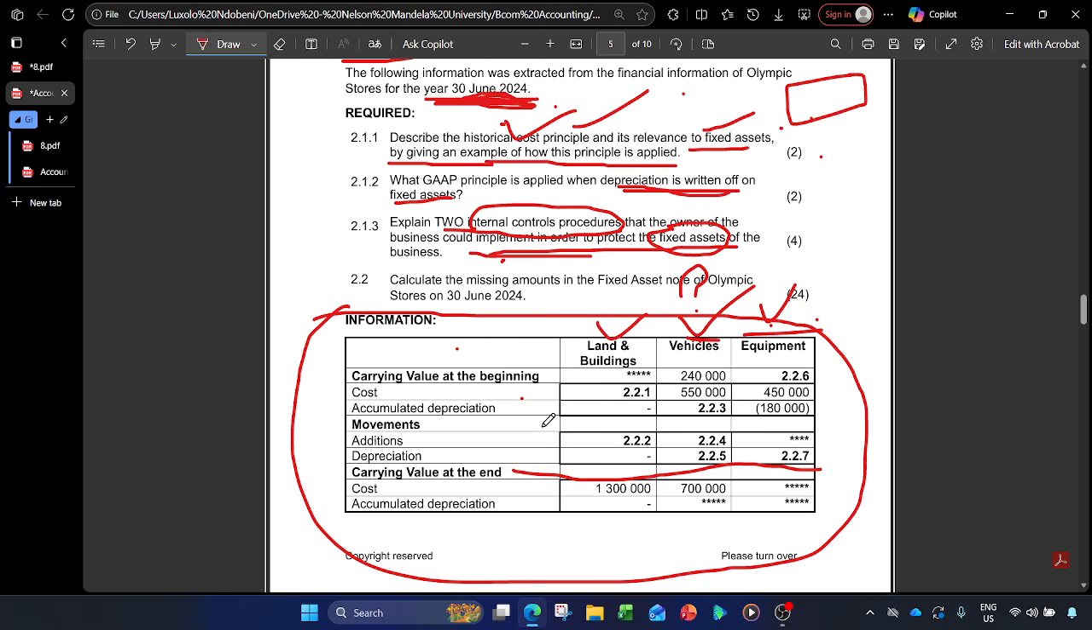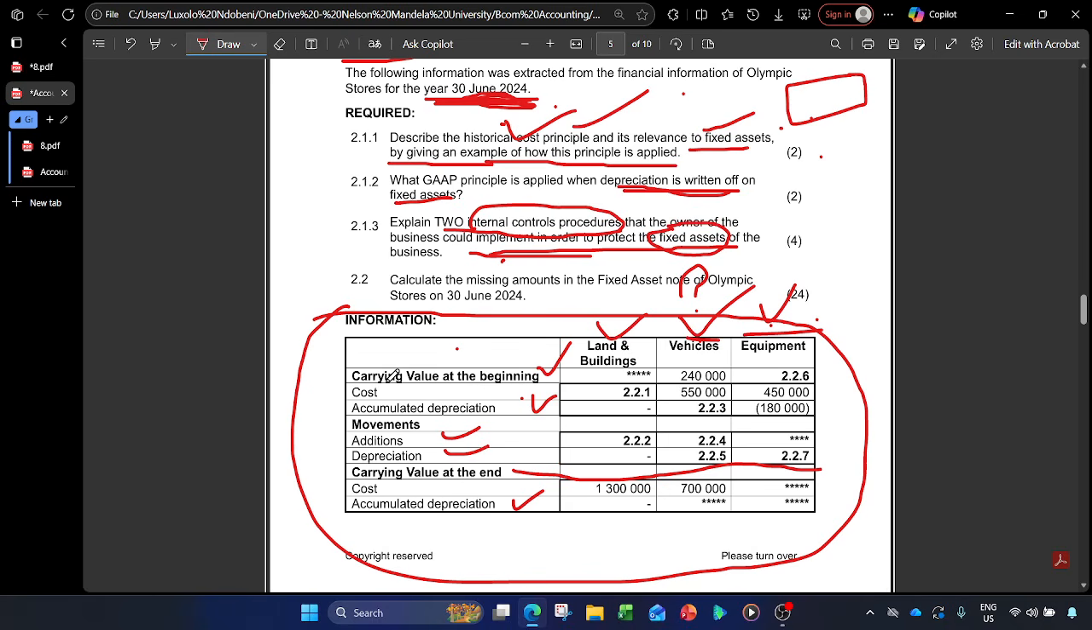But in this case, for paper 2 purposes, you must only know how to calculate the depreciations, how to deal with the additions or new assets during the year, and how to calculate the carrying amounts and accumulated depreciations at the end, right? So let me define the concepts for you so that you understand.